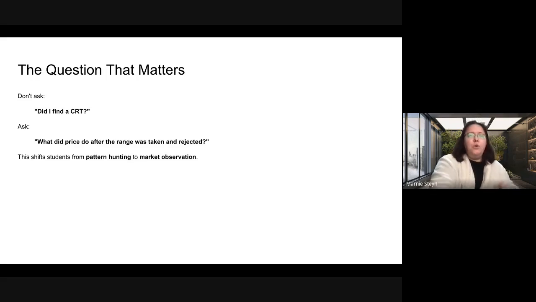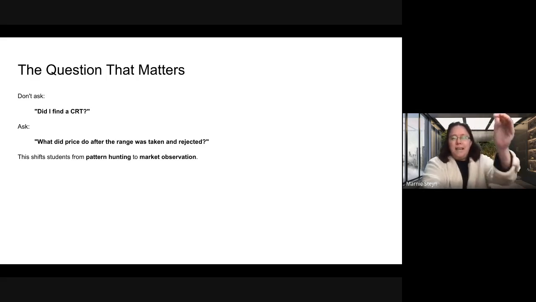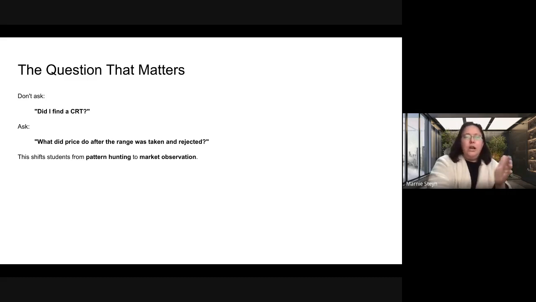The question that matters is, don't ask, did I find a CRT? Ask yourself, what did price do after the range was taken and rejected? Change from pattern hunting to market observation. Did the price come back out? When it re-entered that area, was it a small candle or was it a big, nice, fat, juicy reversal candle? So look for those setups. I want to see a nice, fat reversal candle coming back into it, showing us momentum coming back into the setup.